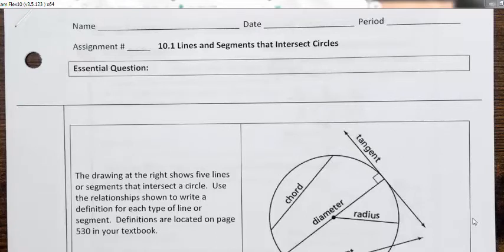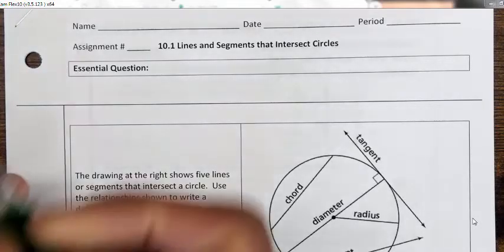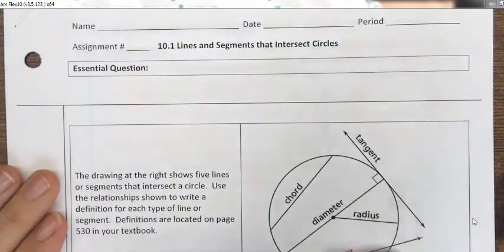10.1 Lines and segments that intersect circles. Your essential question: what are the lines and segments that intersect a circle?